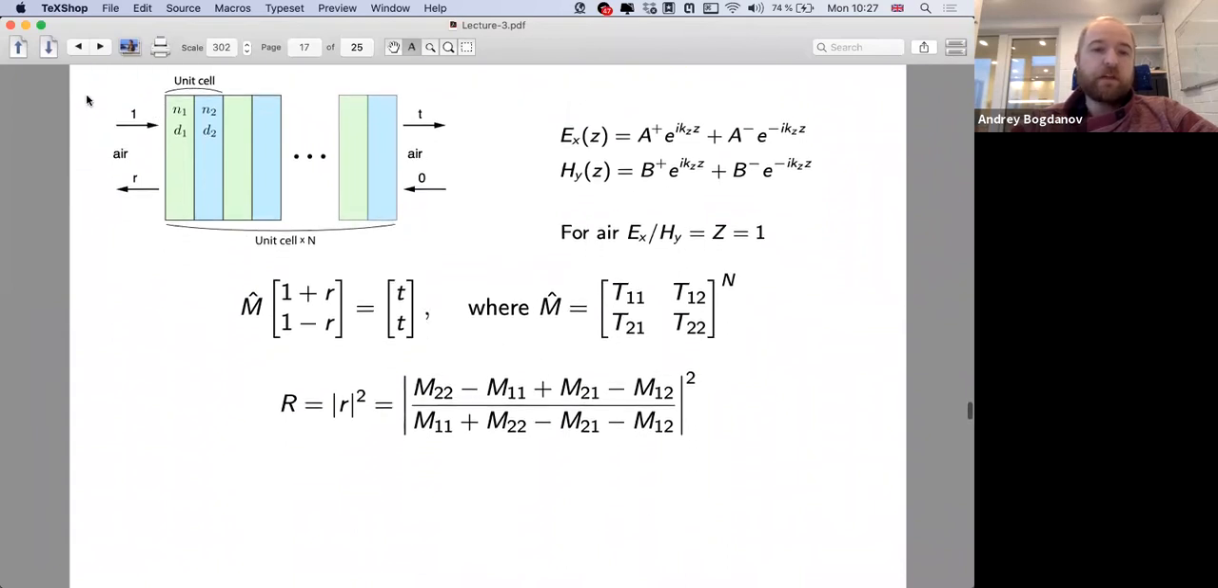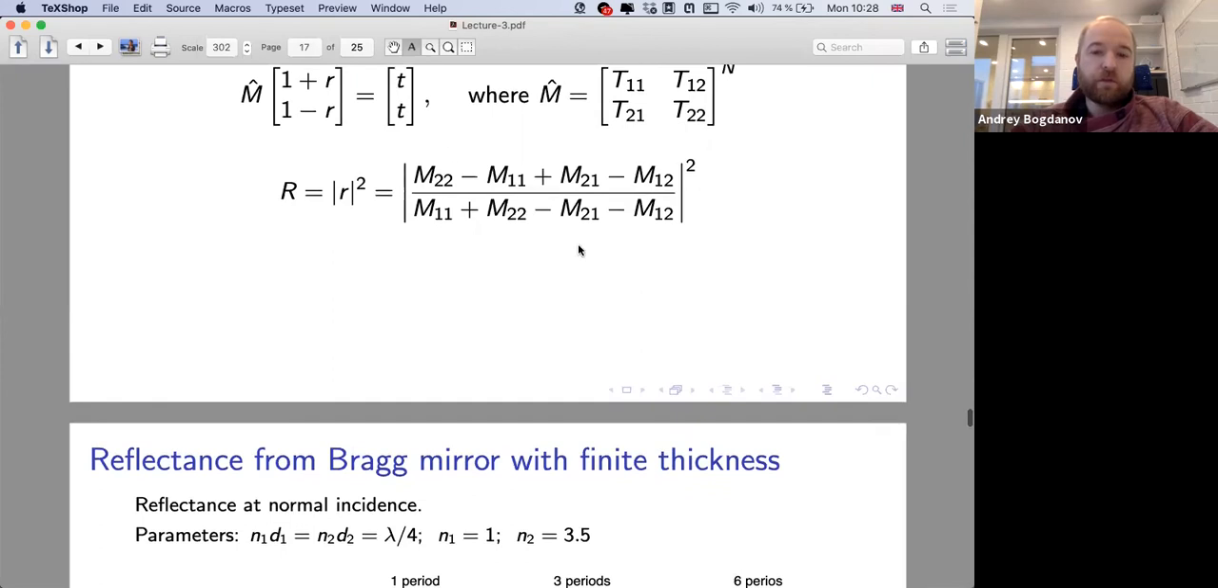The main idea is that the field at the left side consists of the incident field with unit amplitude and the reflected field. In this case, the total electric field is 1 plus R, and the total magnetic field is 1 minus R. And this is the transmitted amplitudes of the transmitted electric and magnetic field.